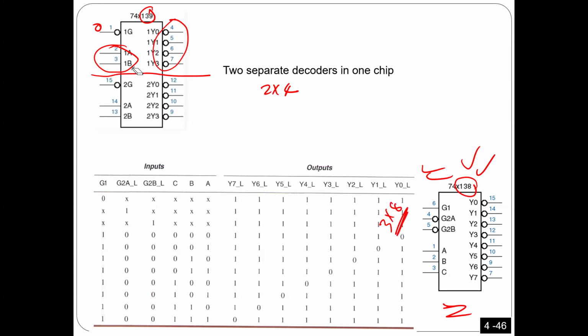Anyway, this is the second decoder here. If you want to use it, you have 2 inputs, 4 outputs, and also 1 enable. This enable is active low as well. Any question here before I move to the next one?